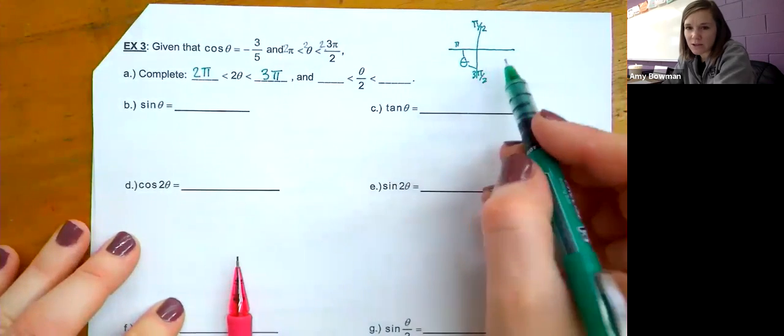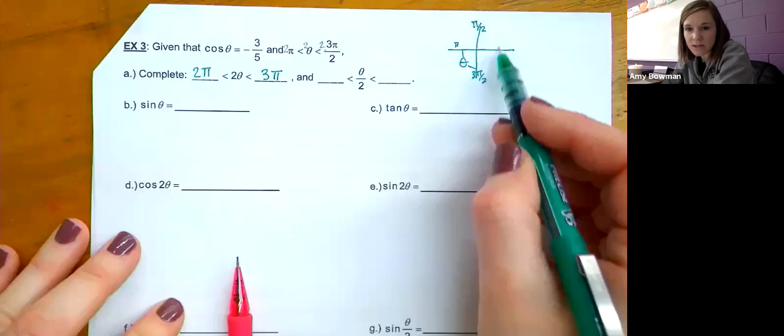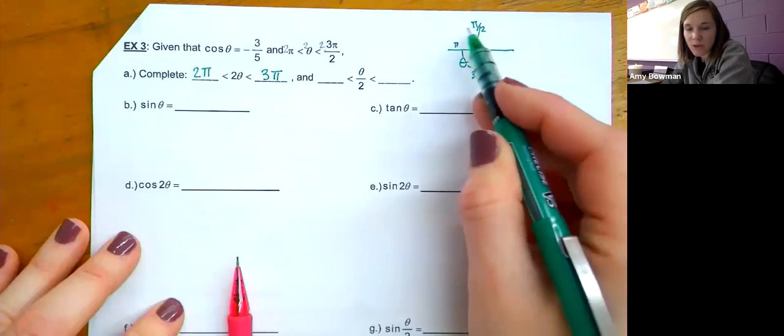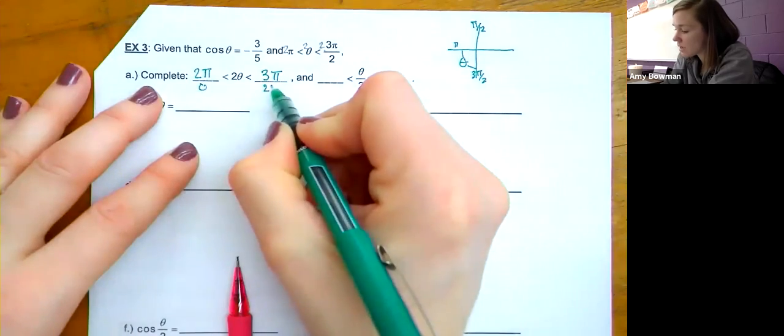Think about where 2 pi is, right back here. 3 pi would be right in the same spot as pi. So it's right here between 2 pi and 3 pi. You could also think of it as being between 0 and 2 pi.